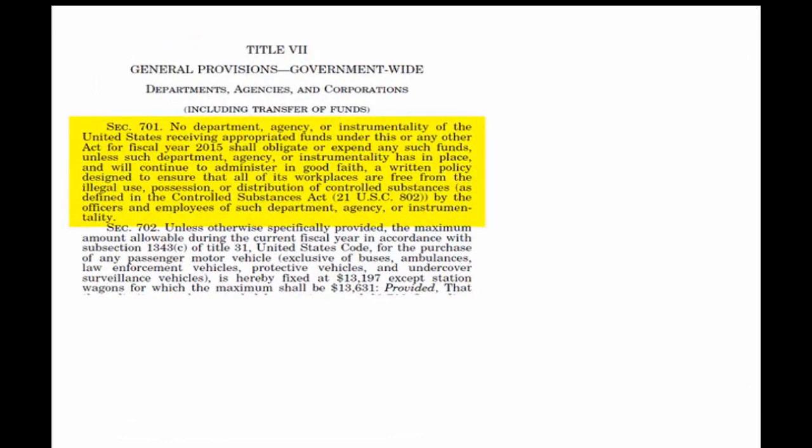The sample year of 2015 has 50 general provisions in Title VII of the Financial Services and General Government Appropriations Act. By their placement, these apply to the entire federal government. These provisions are generally prohibitive. For example, 701 requires a controlled substance policy. Section 702 limits the amount that can be spent on a motor vehicle.